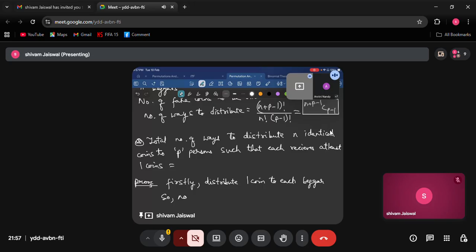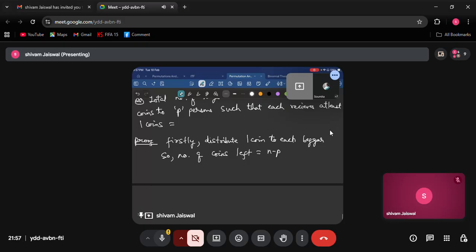So number of coins left. How many coins are left after distributing one coin to all the beggars? Devang, tell me. N minus 1? Sorry, N minus P. You have distributed one coin to each beggar, so in total you have distributed P coins. Number of coins left will be N minus P.